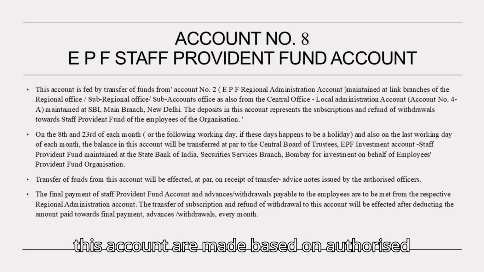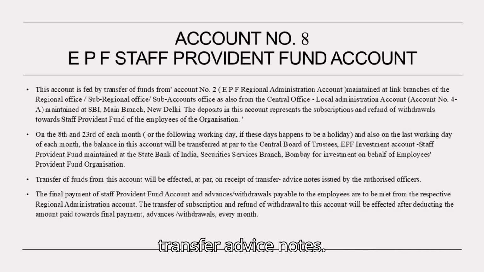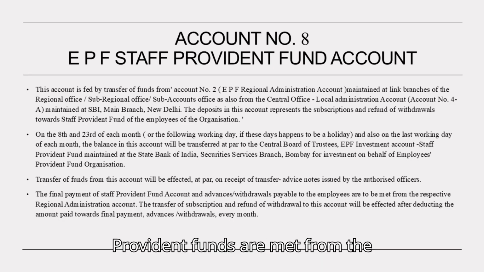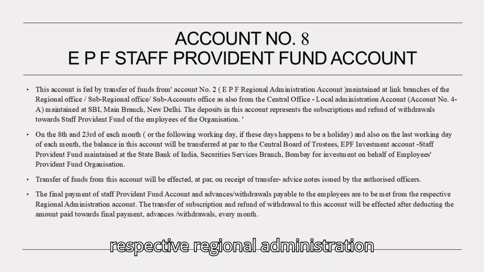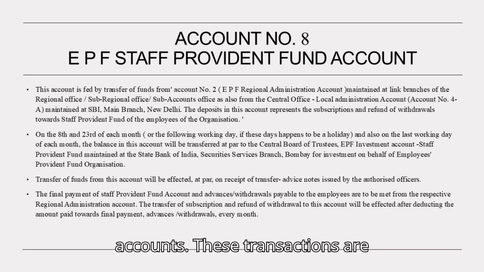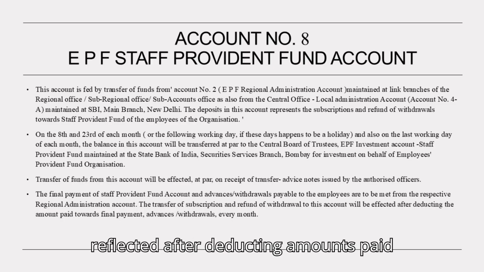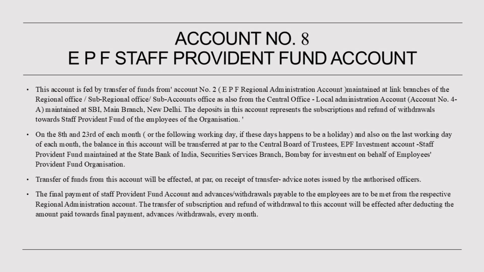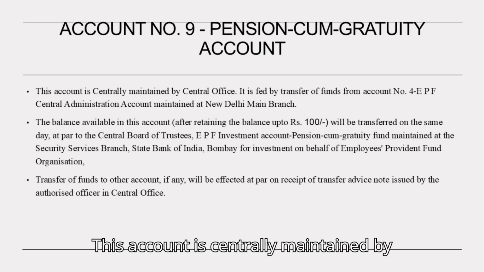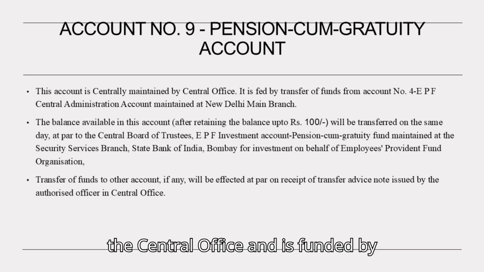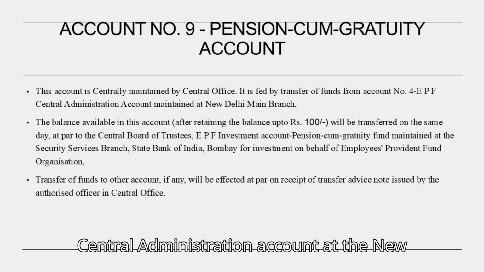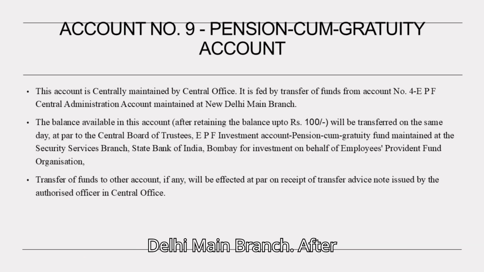Transfers from this account are made based on authorized transfer advice notes. However, final payments, advances, and withdrawals related to staff provident funds are met from the respective regional administration accounts. These transactions are reflected after deducting amounts paid for final settlements and withdrawals. This account is centrally maintained by the central office and is funded by transfers from account number 4 for the EPF Central Administration account at the New Delhi main branch.